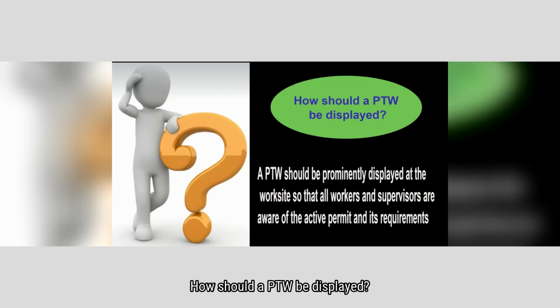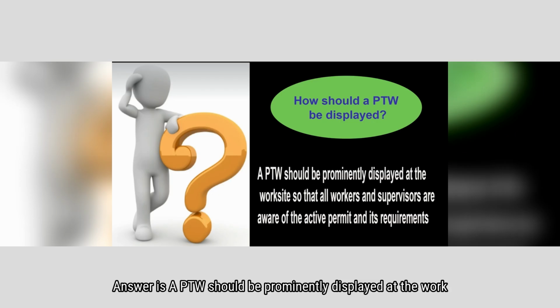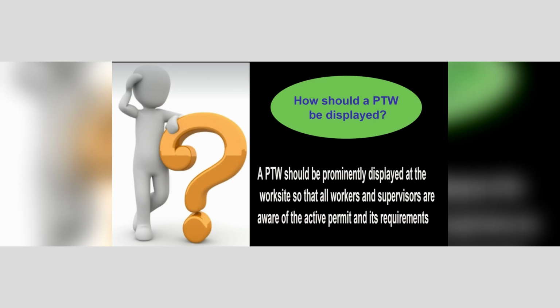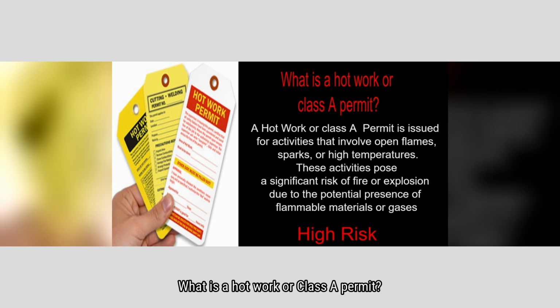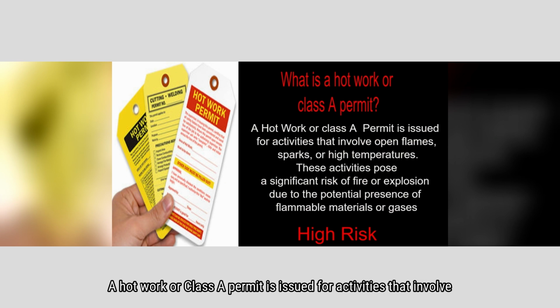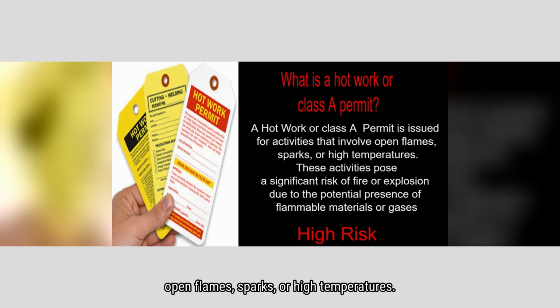How should a PTW be displayed? Answer is a PTW should be prominently displayed at the work site so that all workers and supervisors are aware of the active permit and its requirements. What is a hot work or Class A permit? A hot work or Class A permit is issued for activities that involve open flames, sparks, or high temperatures. These activities pose a significant risk of fire or explosion due to the potential presence of flammable materials or gases.